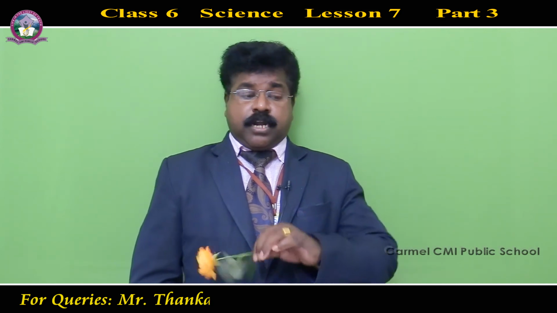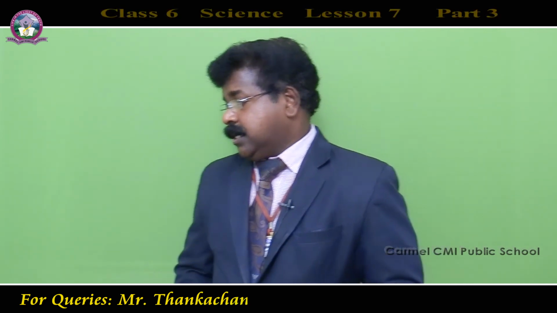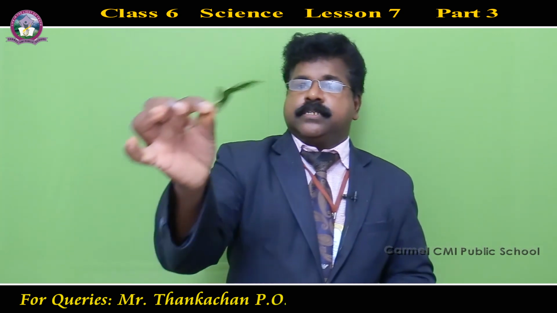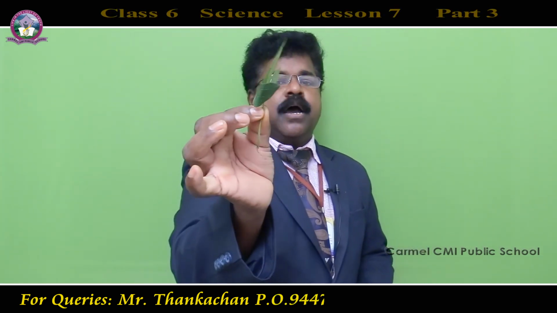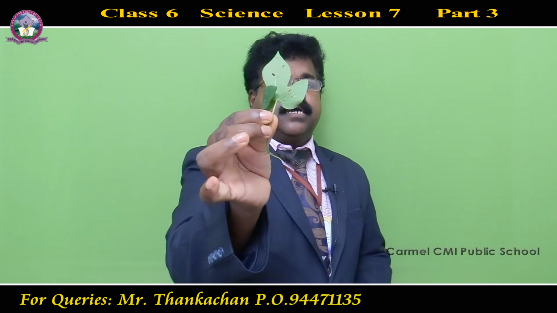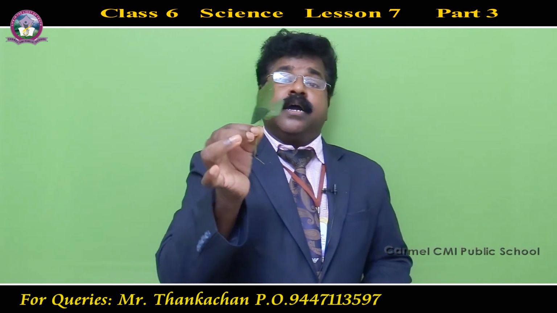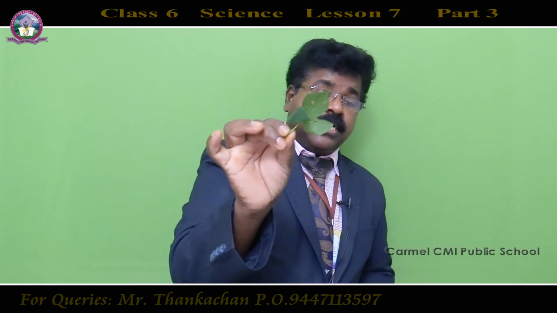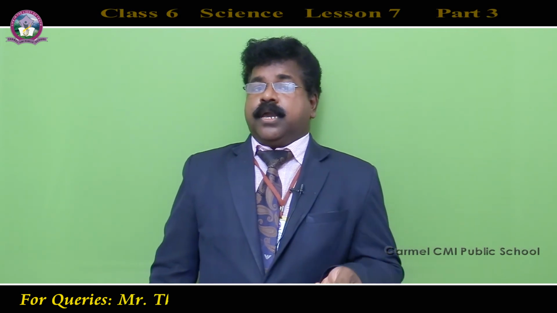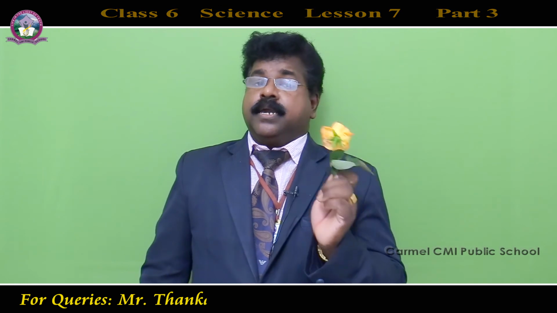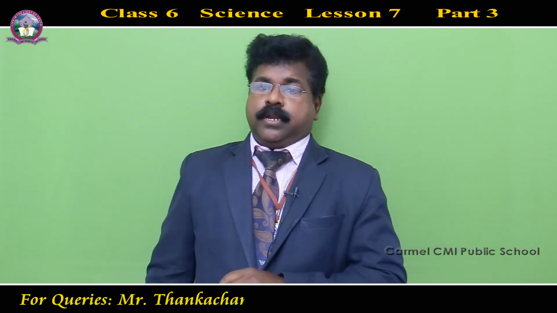The next word is reticulate venation, which I showed you already. The leaves have veins arranged in a reticulate, network-like manner. Such a reticulate pattern of veins is known as reticulate venation. Spelling of reticulate: R-E-T-I-C-U-L-A-T-E. Venation: V-E-N-A-T-I-O-N.